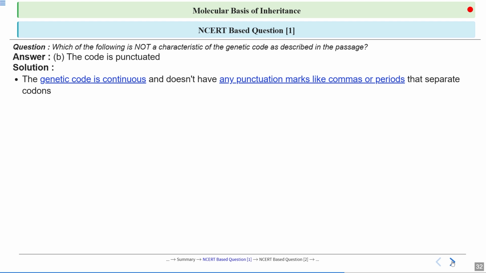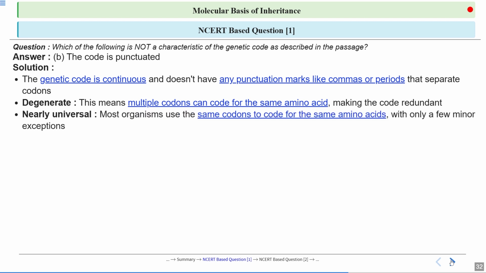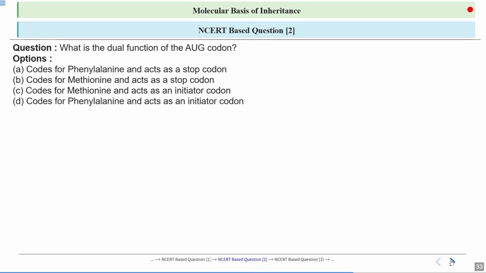The genetic code is continuous and does not have any punctuation marks like commas or periods that separate the codons. Degenerate means multiple codons can code for the same amino acid, making the code redundant. Nearly universal means most organisms use the same codon for the same amino acid, with only a few minor exceptions. The code is triplet: a codon consists of how many nucleotides? Three nucleotides.